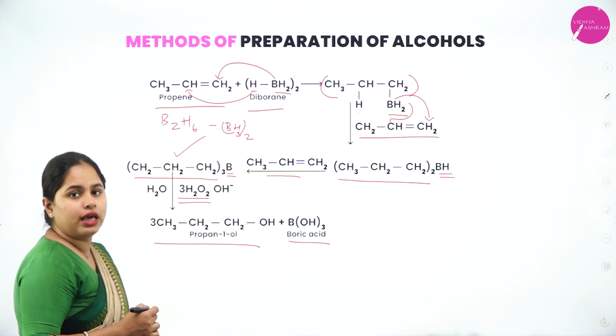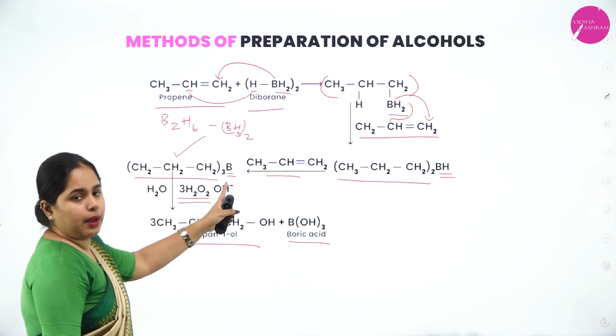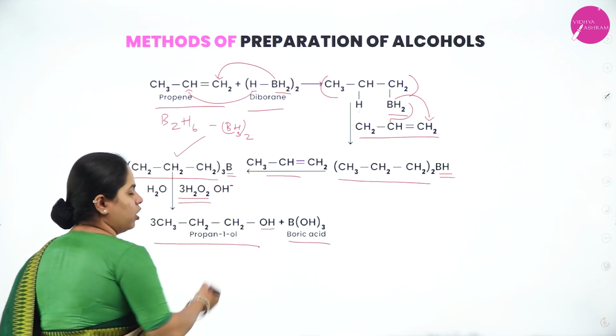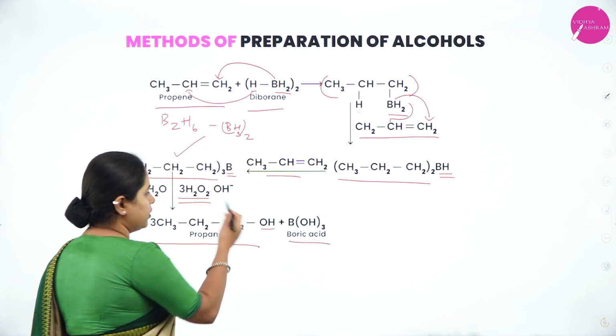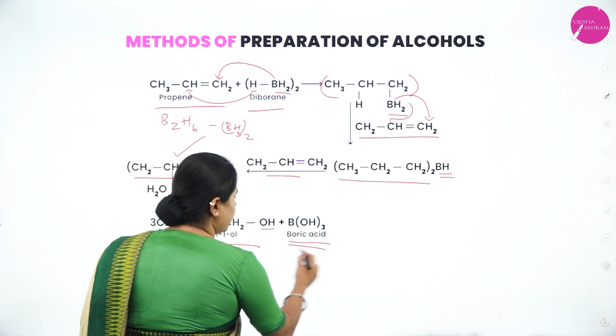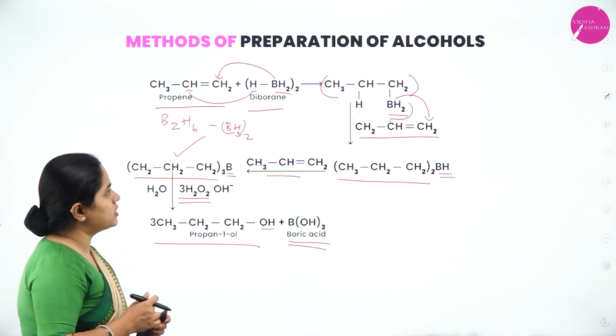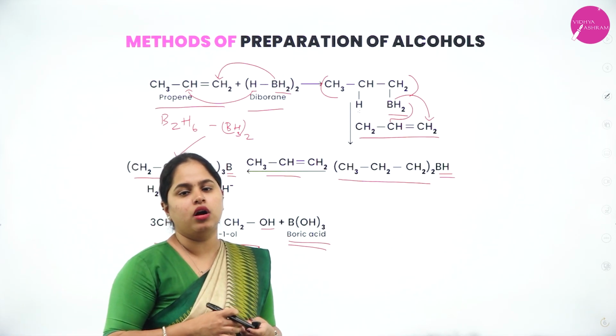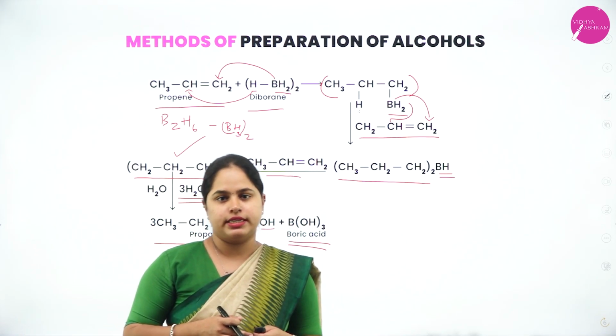You will get alcohol and boric acid. So here, what happens to this propyl group? Alcohol will be added, and from the hydrogen peroxide you will be getting the boric acid. So this is the method of preparation of alcohol using the hydroboration oxidation method.